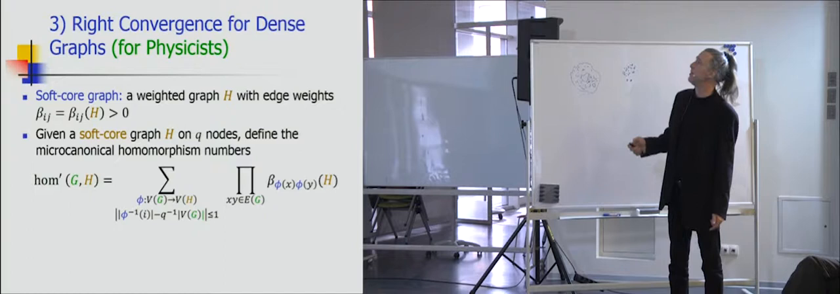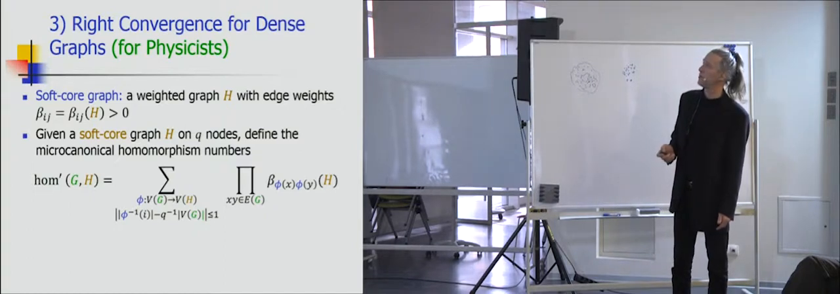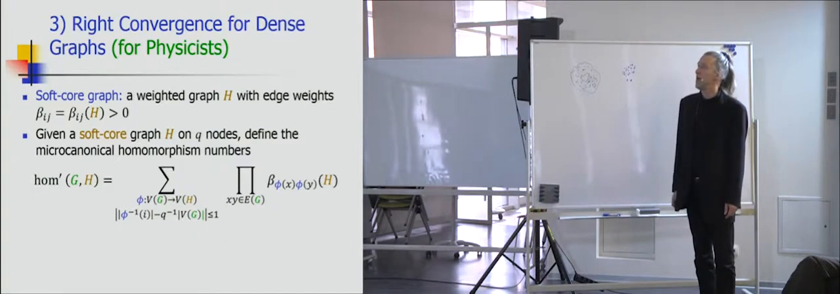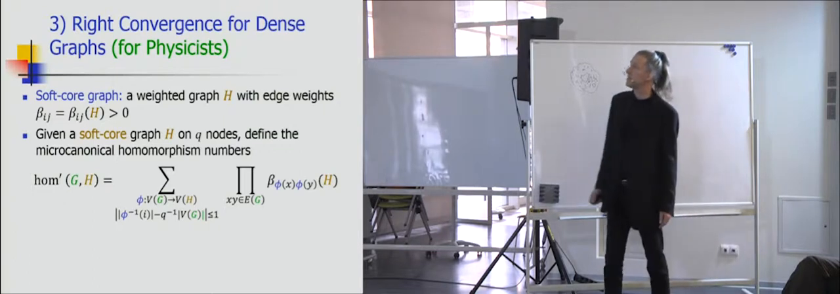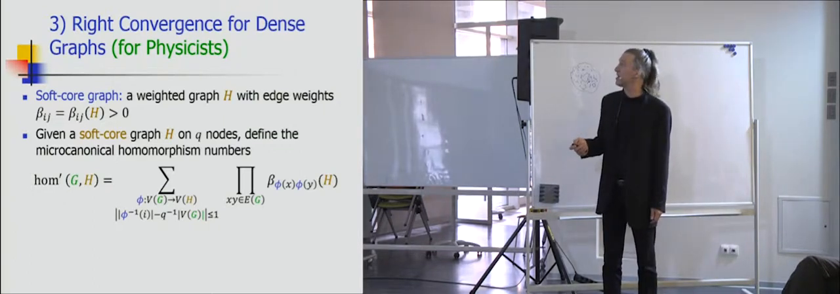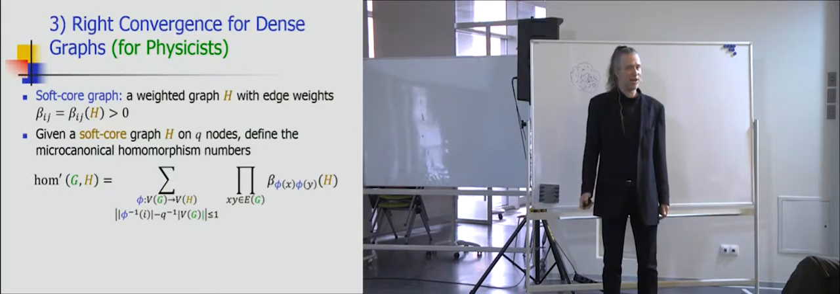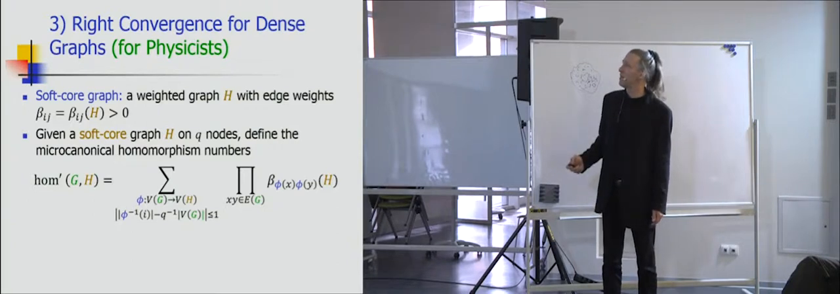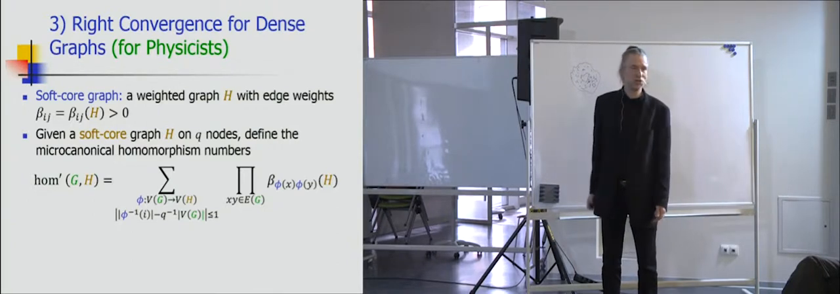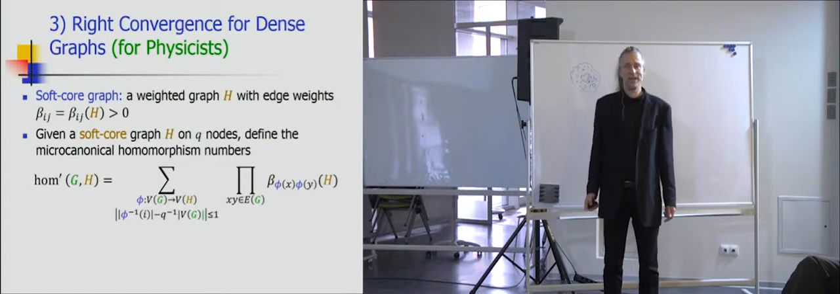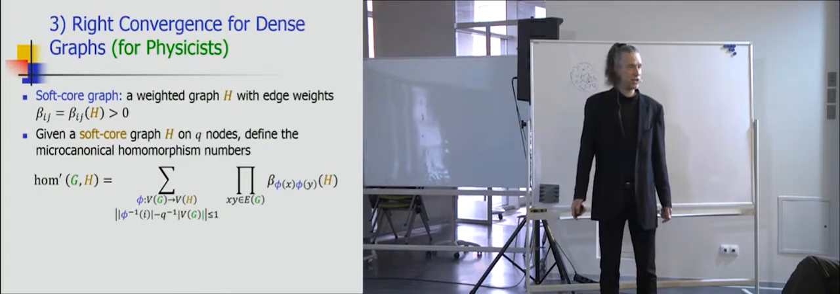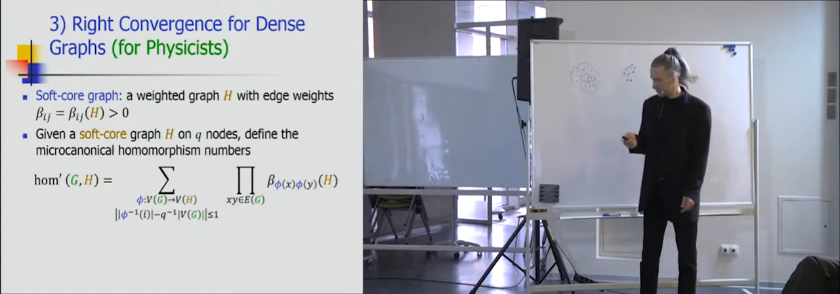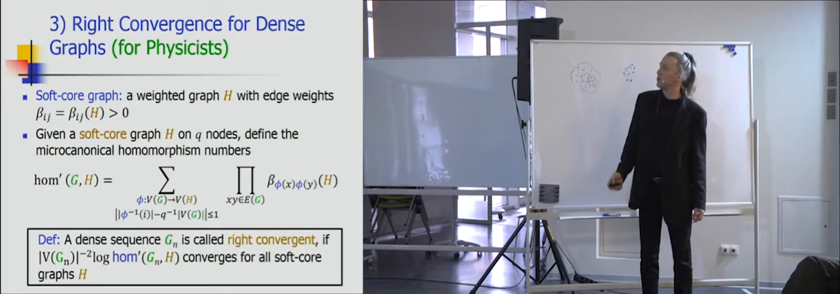And now here is a prime. What does this prime mean? Well, prime means microcanonical homomorphism numbers. And microcanonical means that I actually want all the color classes to be roughly the same. Now, they can't be exactly the same unless your number of vertices is exactly divisible by q. And if it's not, then we allow it to differ by 1. So we make them as near to each other as possible. That's called the microcanonical ensemble.